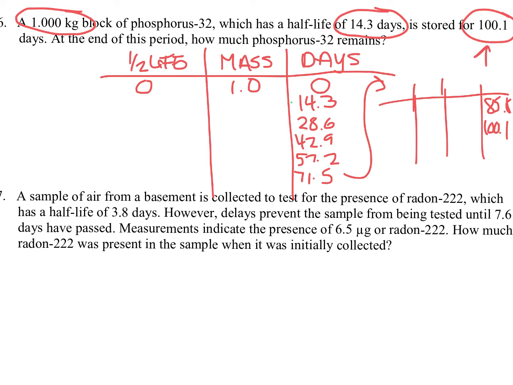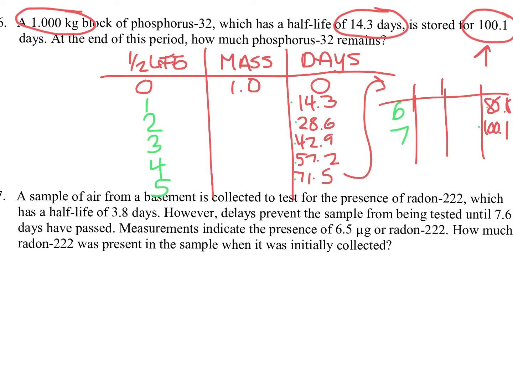After 14.3 days, we went through 1 half-life. After 28.6, we went through another. After 42.9, we went through a third. 57.2, we went through a 4th half-life. 71.5, we went through a 5th half-life. 85.8, we went through a 6th. And 100.1 days, this thing went through 7 half-lives.